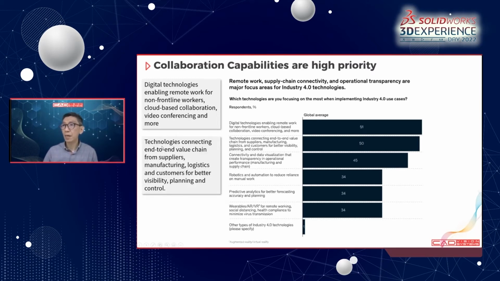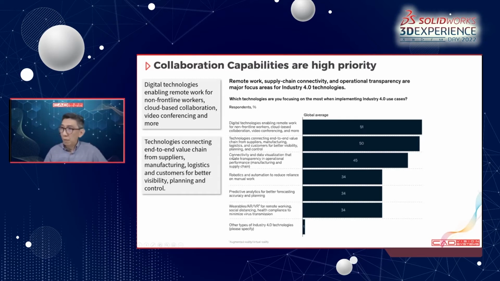And the second thing is technologies connecting the end-to-end value chain from suppliers to manufacturers, your logistics, and for better customer visibility, planning, and control. So these are also actually collaboration tools, cloud-based capabilities that are now top in priority for companies that are adopting Industry 4.0, right?